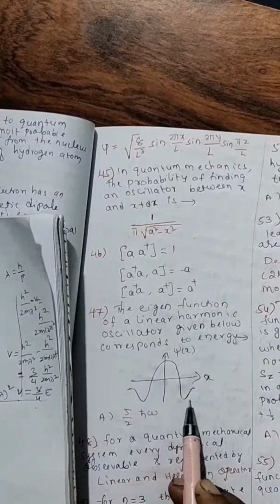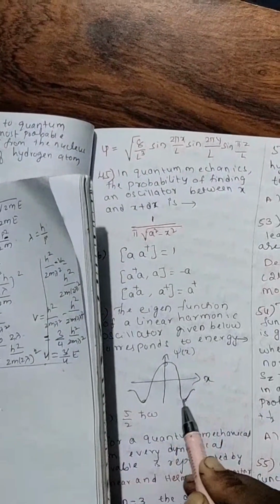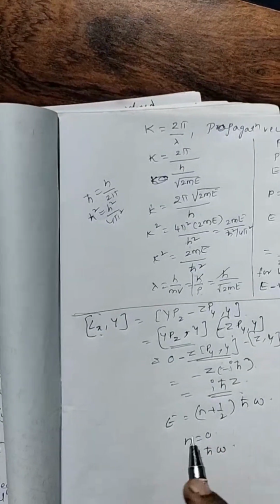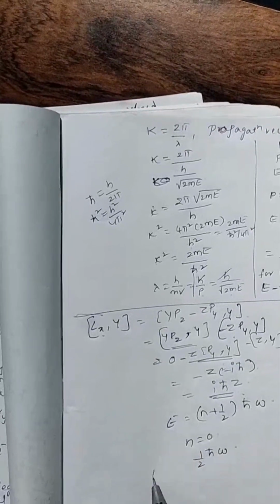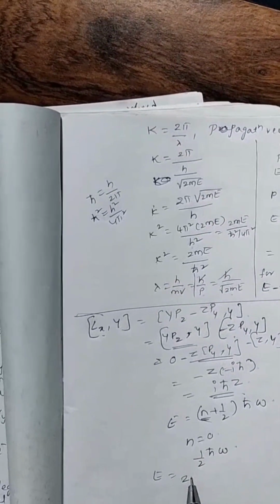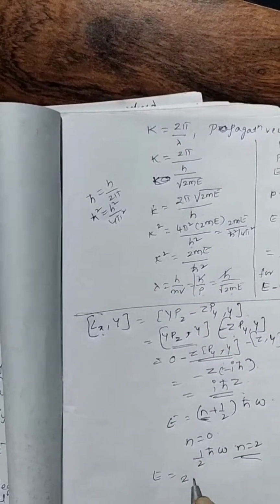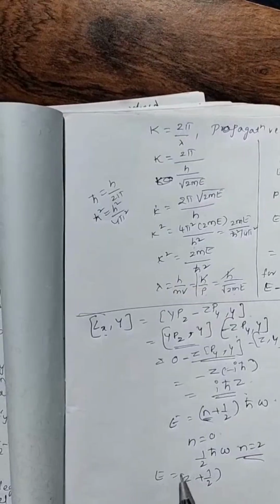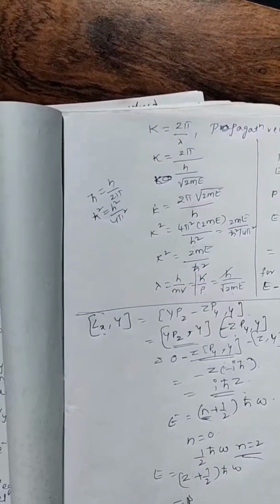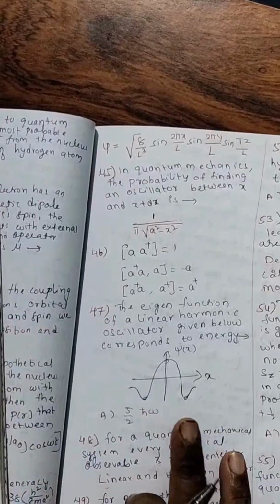3 peaks are there. 1, 2, 3. Right? 3 peaks are there. So now the formula becomes n. For 3 peaks, n value will be 2. (2 plus 1 by 2) h cut omega. This is 5 by 2 h cut omega, which is the answer.